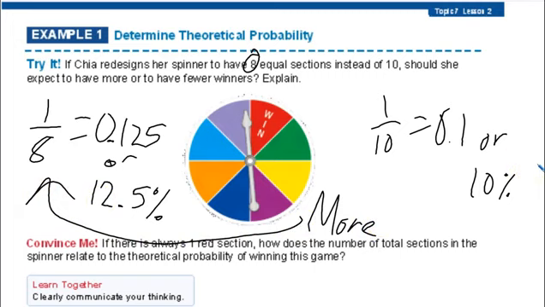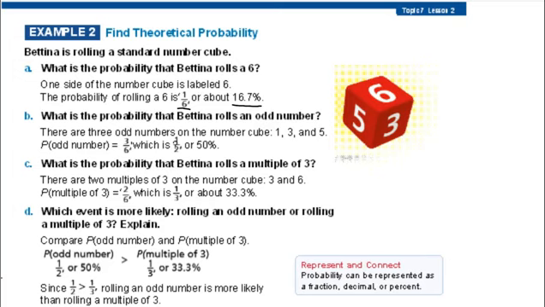Alright, let's move on. Example 2, find theoretical probability. So hopefully you remember topic 7, lesson 1, because basically we did all this stuff. It's just a little bit harder with what you're trying to find the probability of. So Bettina is rolling a standard number cube. A standard number cube has the numbers 1, 2, 3, 4, 5, and 6.